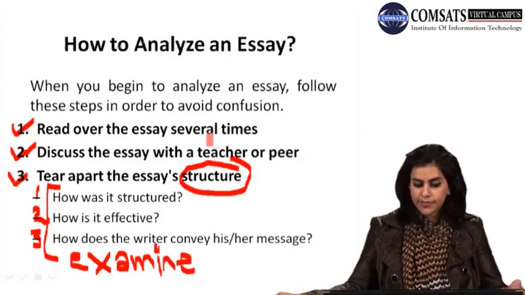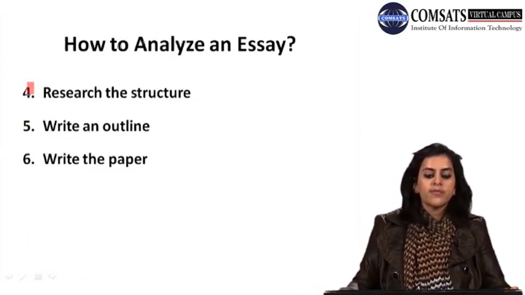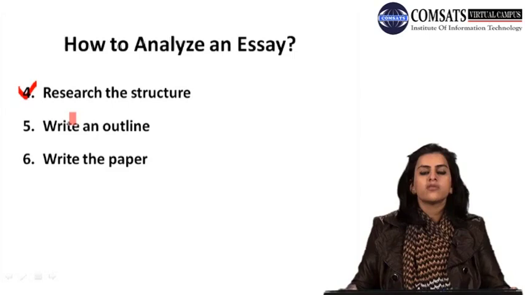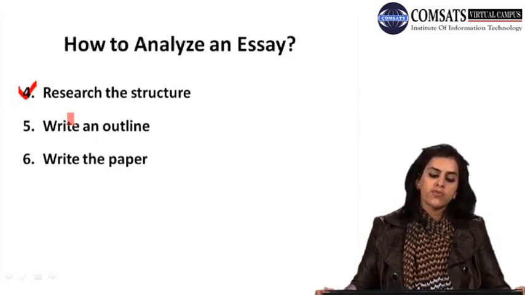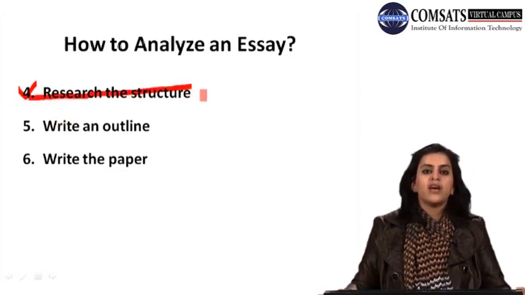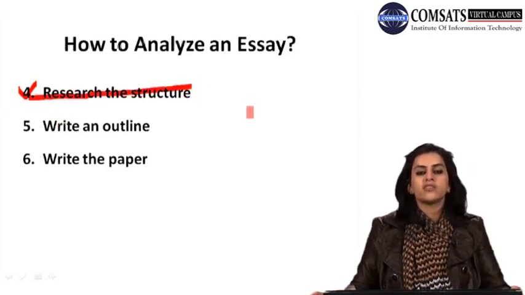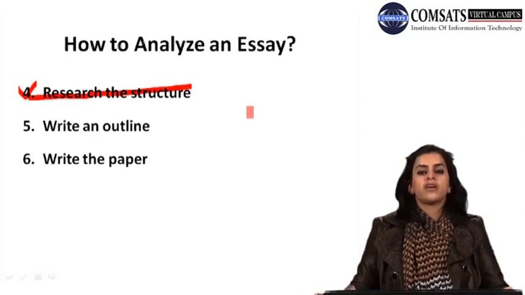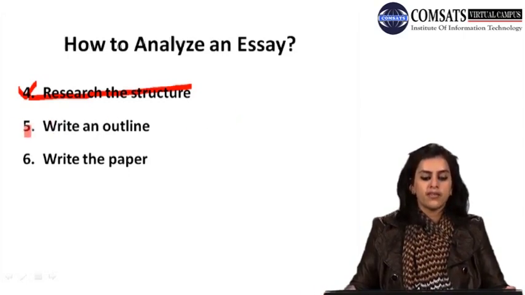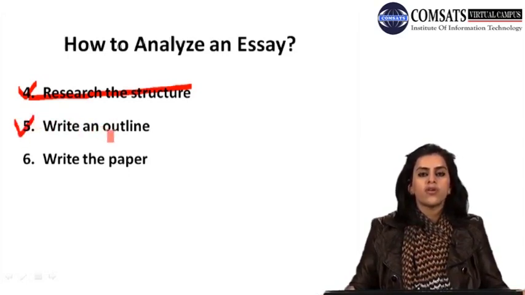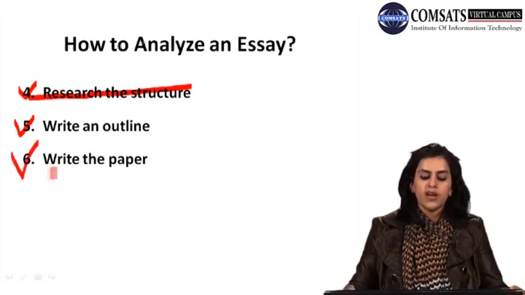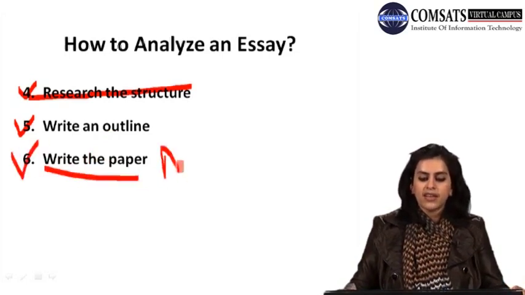So this is how you can actually examine or analyze one essay. Now your fourth step would be to research the structure. If the writer was successful, or if the writer was not successful, you are going to research the structure by trying to find out the different essay structures and see if the writer was successful in writing a clear structure. Write an outline. Now you would write down your outline for your personal analysis of the essay that you have picked for examination, and then finally write down your paper, which clearly would be your analysis essay.